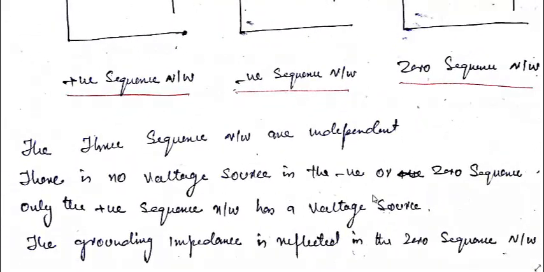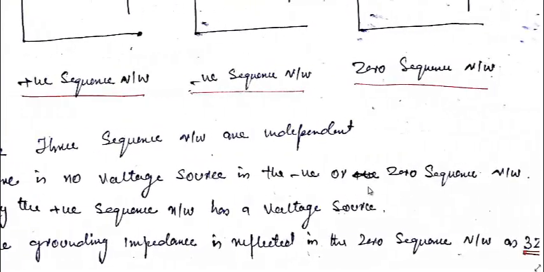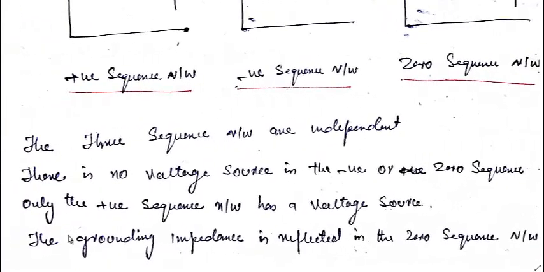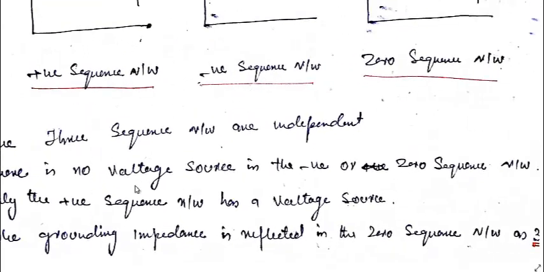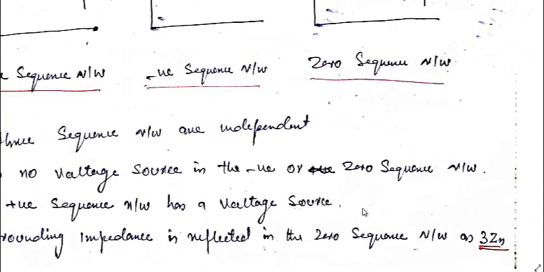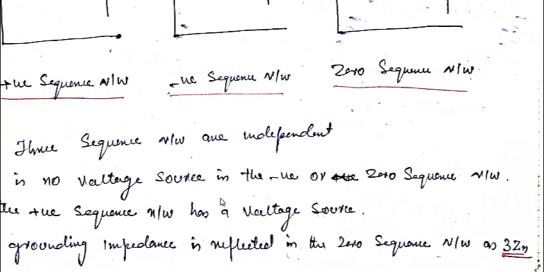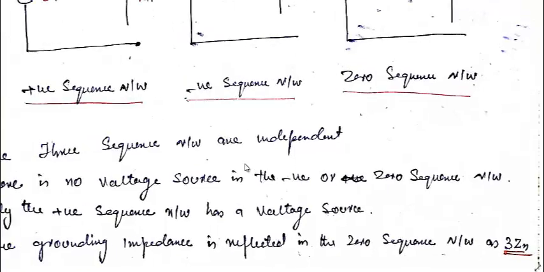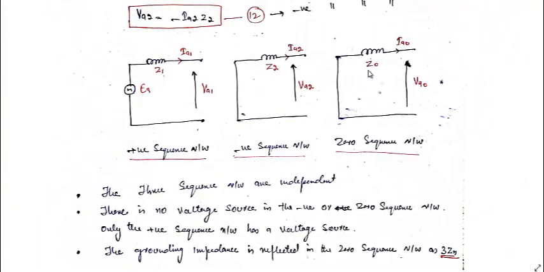There is no voltage source in the negative and zero sequence networks. I have discussed this also. Only the positive sequence network has a voltage source, and I have told the reason for this also. The grounding impedance is reflected in the zero sequence network as 3 times Zn, because Z0 is equal to Zs plus 3 times Zn.